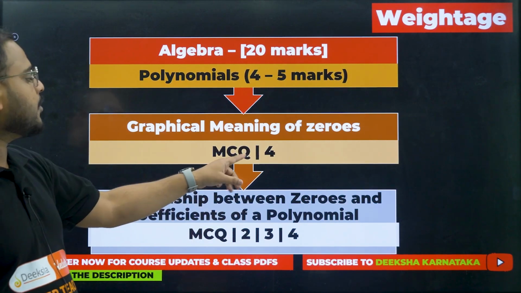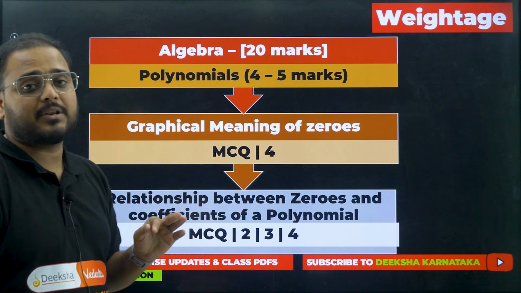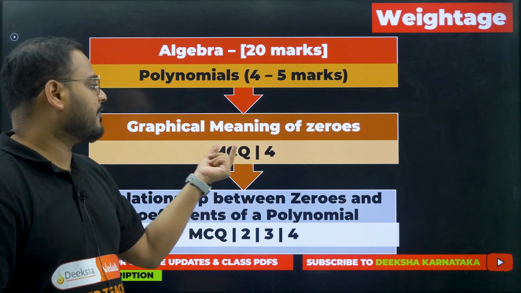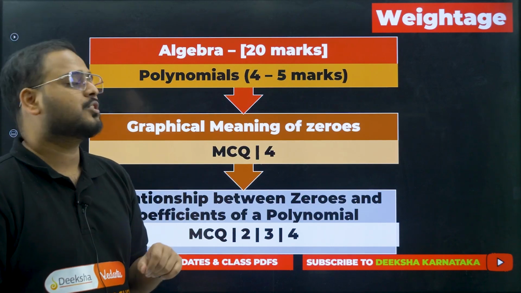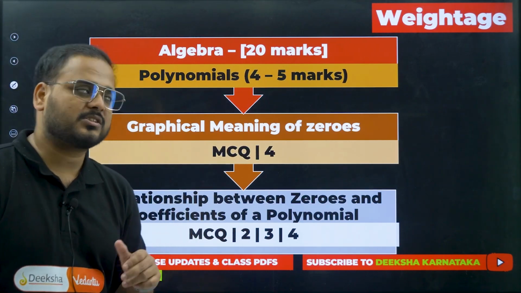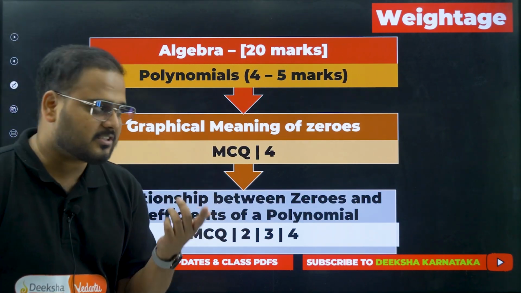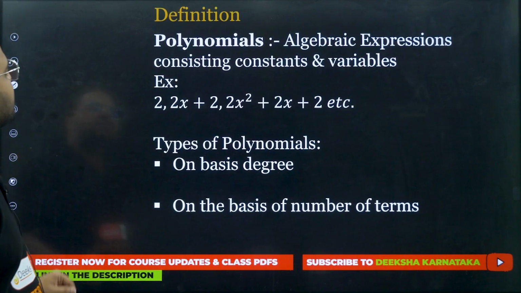So expect MCQ and 4-marker from the graphical meaning. If they give graphical meaning in a 4-mark question, it becomes sometimes tricky, sometimes very easy. So we'll see that type of questions also in the coming sessions. For now, we'll talk about only definitions. Let's see. Coming up next is what?